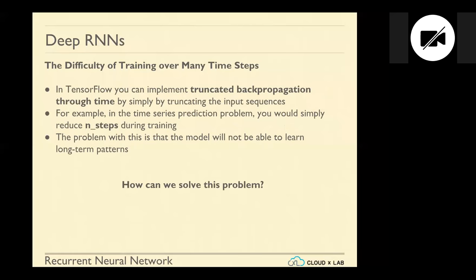All right, so in TensorFlow, you can implement truncated backpropagation through time by simply truncating the input sequence. For example, in the time series prediction problem, you would reduce the number of steps. Instead of having 20, you could just decrease it to 10. But 20 is completely okay. The problem with this is that the model will not be able to learn long-term patterns. So if we keep on decreasing the number of steps, then it may not be as robust as the one with the bigger sequence. Okay. Then how do we solve such a problem?